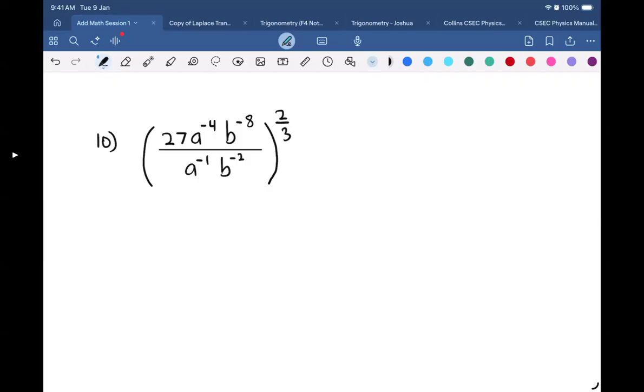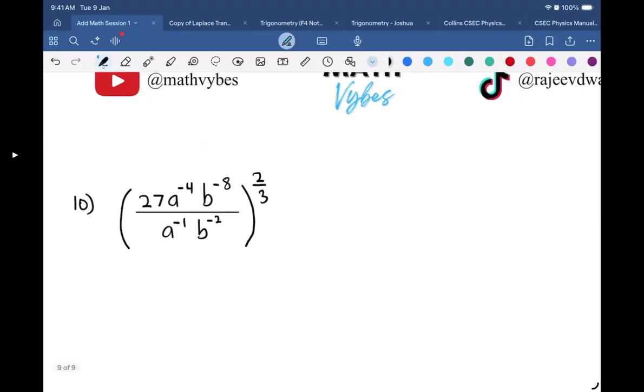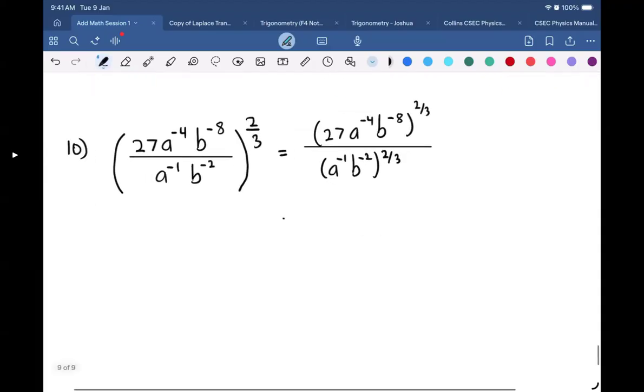That's all right. So here, what do you think is the first thing I should do? First, you should put the numerator and the denominator in brackets and put them both to the power of 2 over 3. Right? And then the numerator would be 27 to the power of 2 over 3.